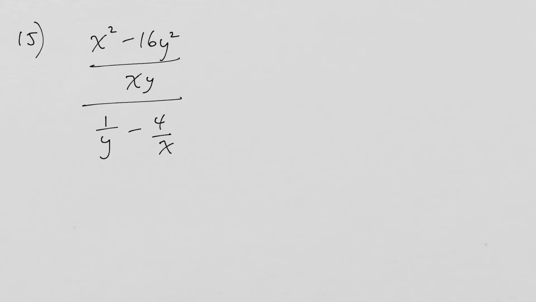Okay, in this problem I have one fraction on the top of the division bar and 2 fractions on the bottom. So I'm going to multiply each of these fractions by the LCD, which is xy. So I'll multiply this by xy, this by xy, and this by xy. Okay, so here that xy cancels, here the y cancels, and here the x cancels.